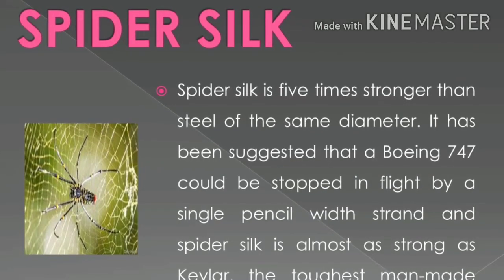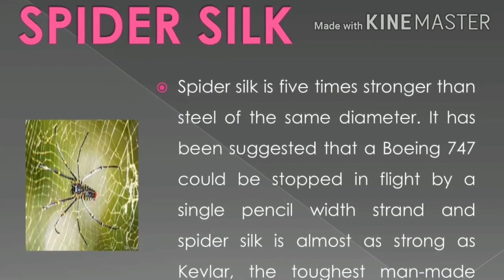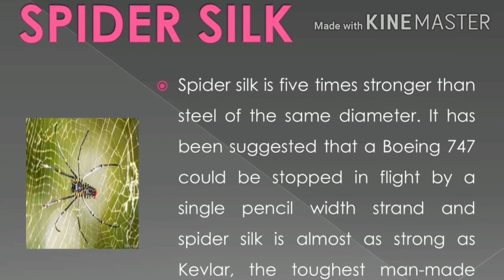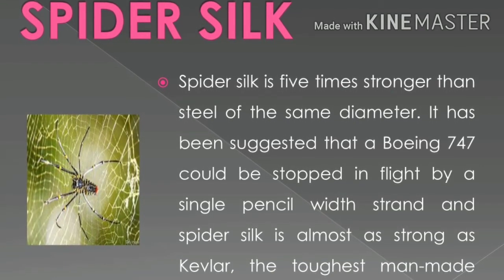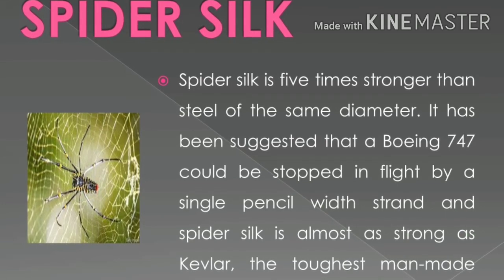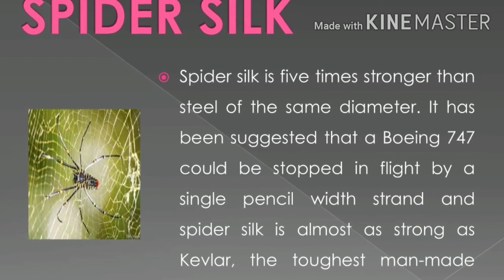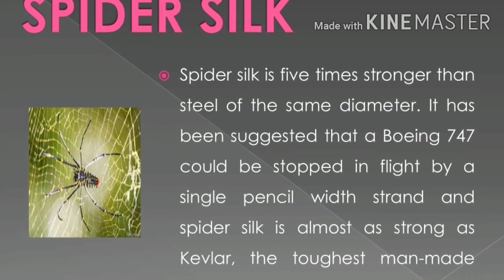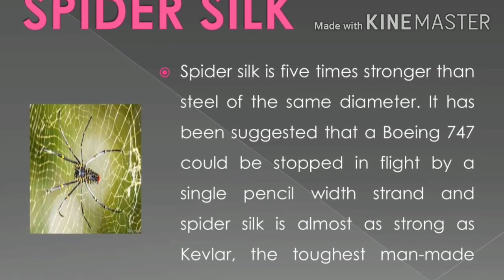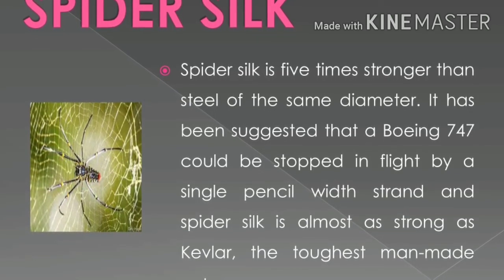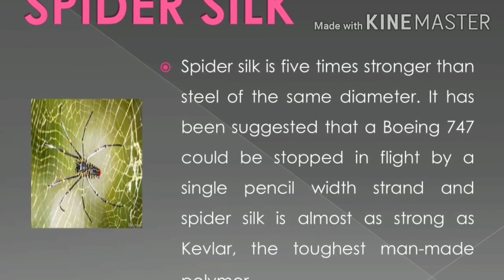Do you know about spider silk? We have all seen spider webs, right? The spider silk is five times stronger than steel. The toughest man-made polymer is Kevlar. The spider silk is even stronger than Kevlar. The Kevlar is the toughest man-made polymer. Spider silk is 5 times stronger than steel of the same diameter.